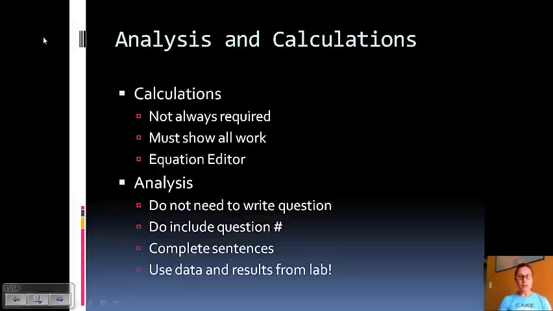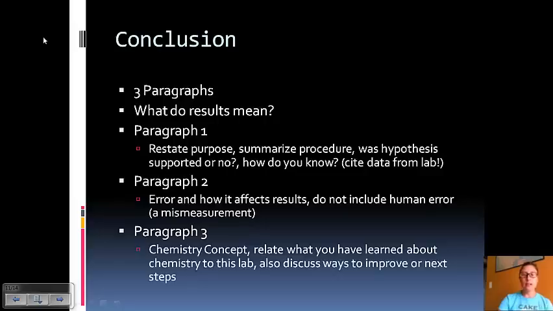Make sure that you justify a lot of your answers with data and results from the lab, which also carries over into the conclusion. So the conclusion consists of 3 paragraphs, and basically you're trying to talk about what the results mean. And this is probably the most difficult part of the lab because you have to take all that information and condense it down and figure out, what did I do? What does it mean? So the first paragraph, you're going to restate the purpose, summarize the procedure very quickly, 1 to 2 sentences. Don't give super specifics, just say what you did.